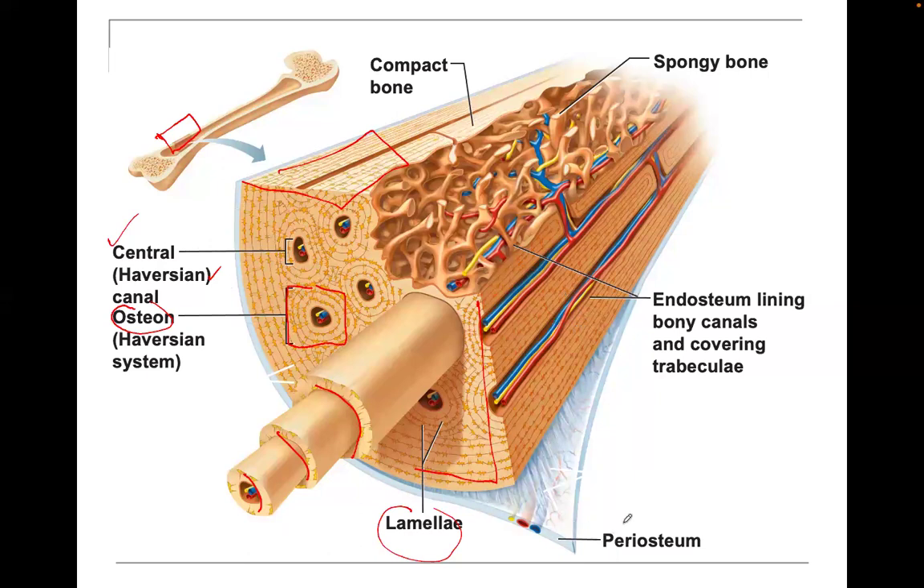The outer layer of bone is the periosteum, and the inner layer of bone is called the endosteum. The periosteum is where muscles and tendons and ligaments are going to attach to bone. Okay, so all of this is compact bone, and everything in the center that's not solid has a spongy look. That's your spongy bone.